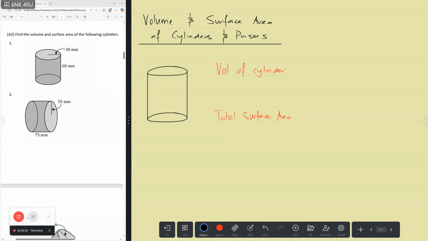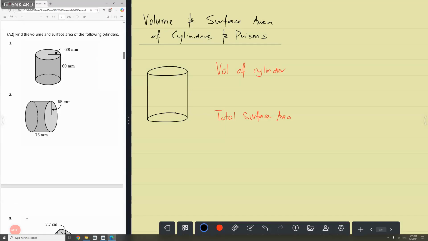Hello, welcome back to our tutorial on volume and surface area of cylinders and prisms. Okay, so I'm going to go through the formulas first and I'm going to toggle between the pages for these questions. Okay, so currently our solids are cylinders and prisms.